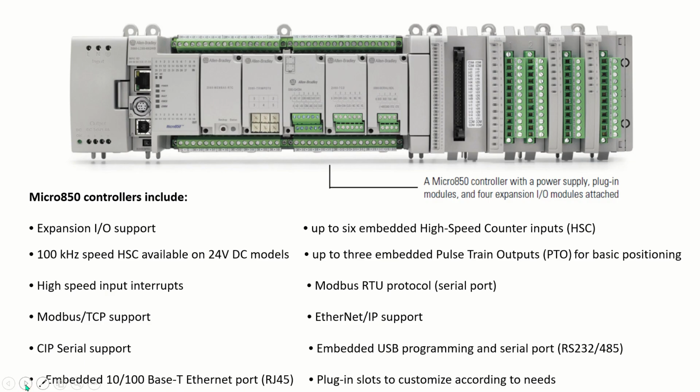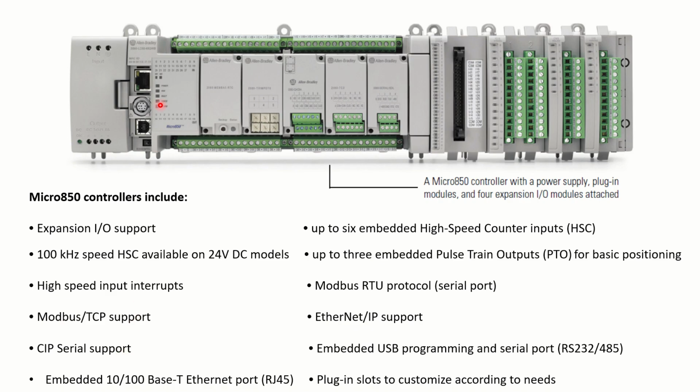Now there is one Micro 850 controller. Here you can see that all additional inputs have been added, and here are the expansion units for IO. You have expansion IO support, 100 kilohertz high speed counter available on the 24 volt DC module. You have high speed input interrupt. You have Modbus TCP support. You have CIP serial support.